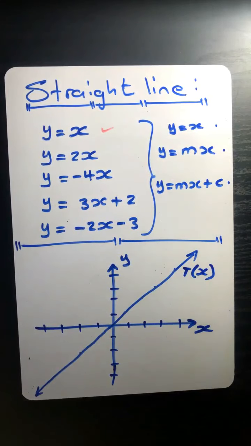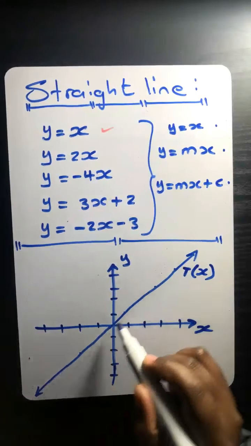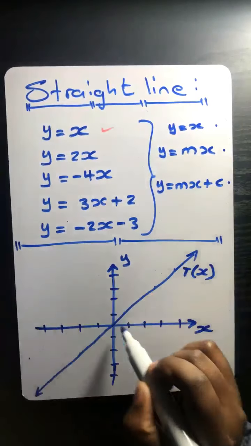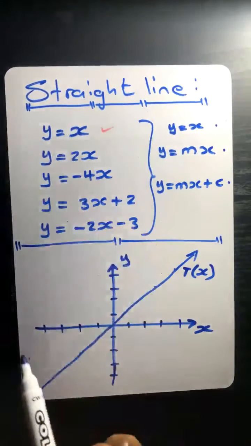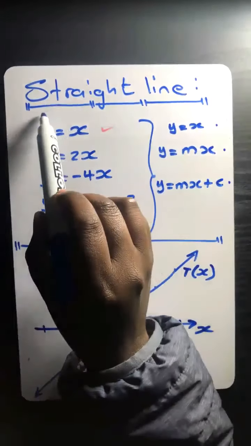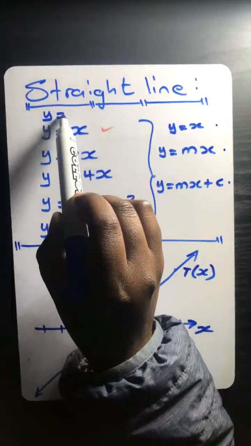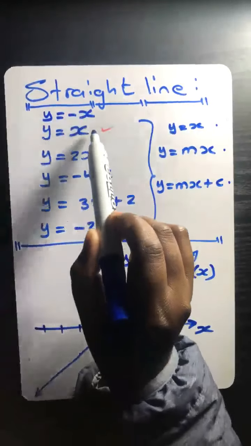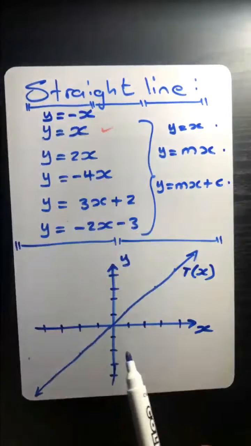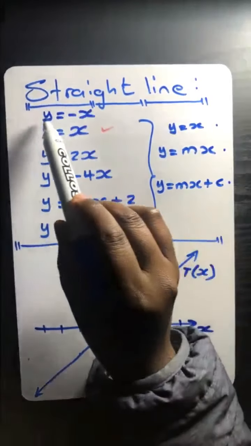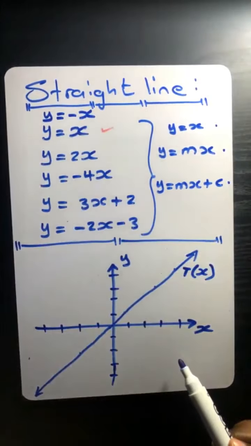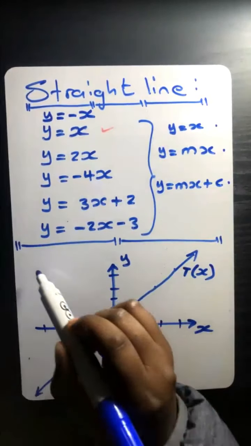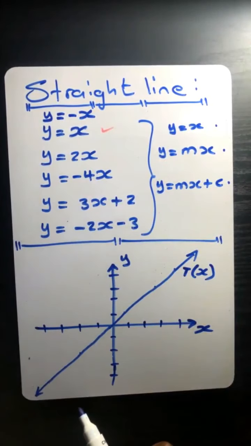So why am I having this line in that direction and not in that direction? It is because I've got a positive value over there. So that means you can either have y is equals to -x or y is equals to x. If I had y is equals to -x, it was just going to be the same thing, but in that direction. Very, very much important, ladies and gentlemen.